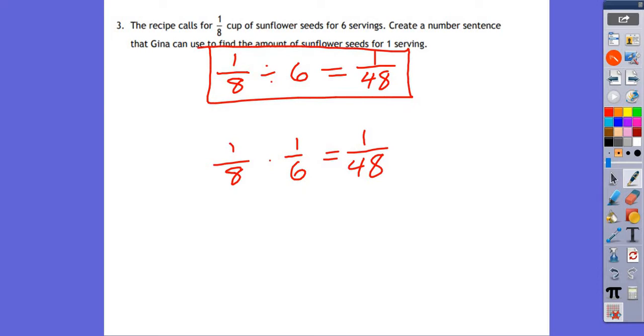So, how much? It even has sunflower seeds in here. How much sunflower seeds is in my 1 serving bag here? 1/48 cup. How much is in 6 of these bags? 1/8. Okay, so my recipe makes 6 of these bags.